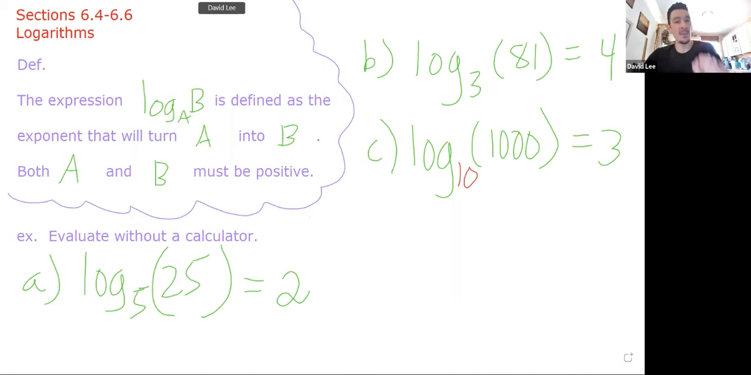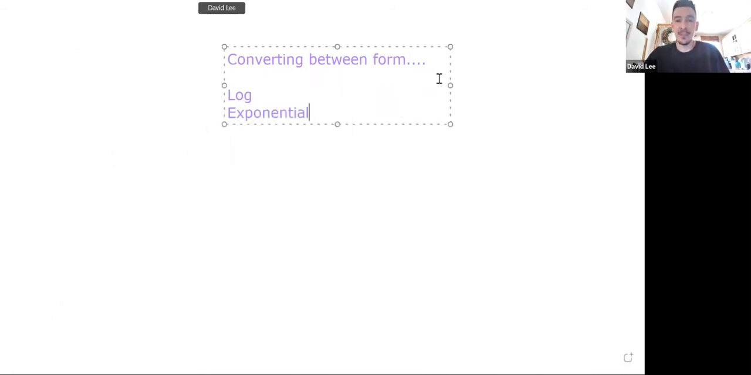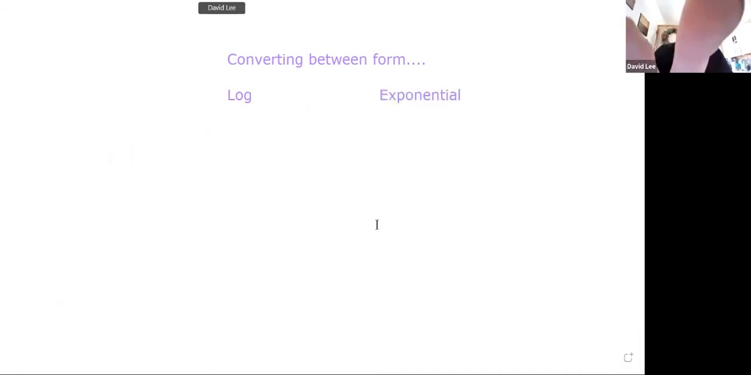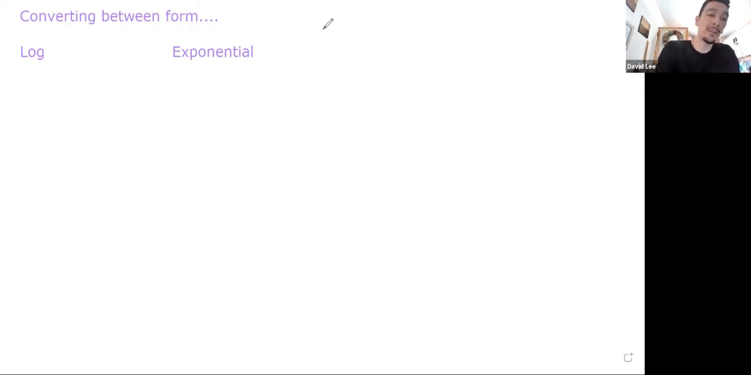And we can say this. We can title this little snippet converting between forms. Okay. And we're going to have log form on one side, and we're going to have exponential on the other side. So let's make this look like this here. And let me just leave this here in the top left. And here are the log forms and exponential forms. So this is the heart of this lesson, as I told students yesterday. So here's log form. We have log base a of b equals c.